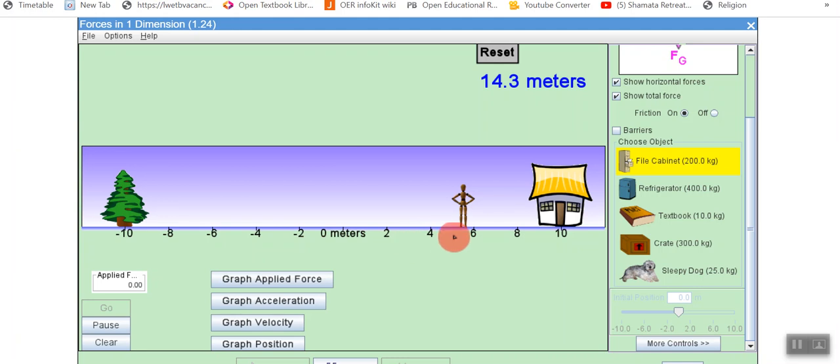If this person is able to apply the same force and push the object the same distance, but do it in less time, he's going to be more powerful. So power includes this dimension of time as well. It's work done over a period of time.